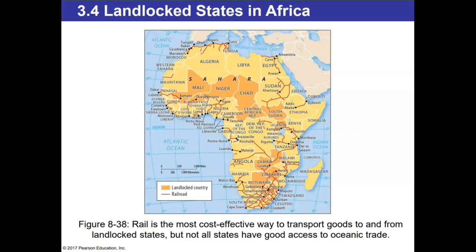Notice that the orange colors of states indicate landlocked countries. You've got Mali, Niger, Chad, the Central African Republic, South Sudan, Uganda, Zambia, Zimbabwe, and Botswana. Also keep in mind that Lesotho, as we talked about being a perforated state, is also a landlocked state.